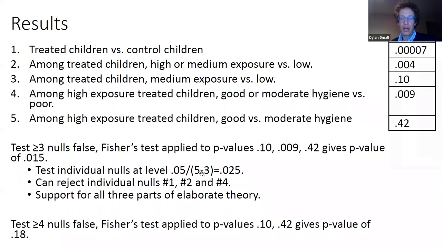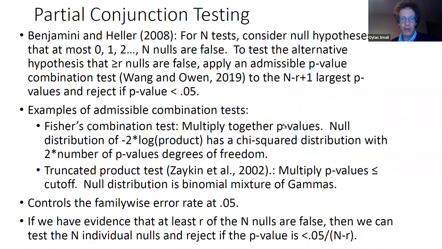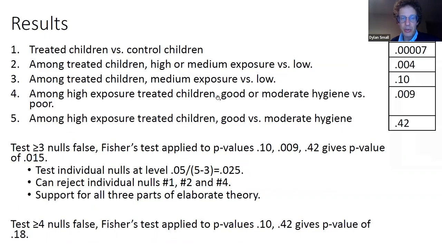N minus R plus one is three here, and with these three p-values, we test the individual nulls at level 0.05 over three. So we see they're all significant.